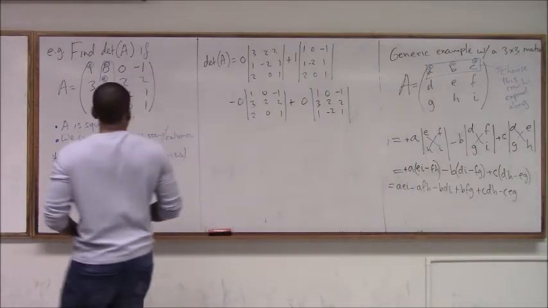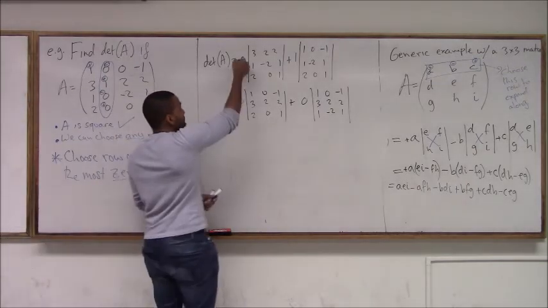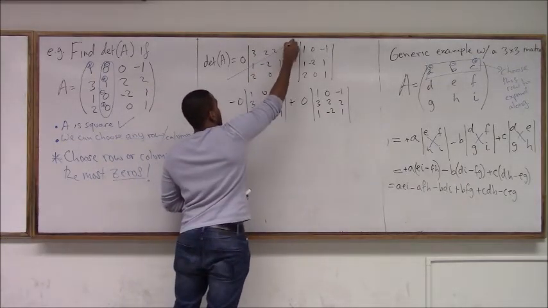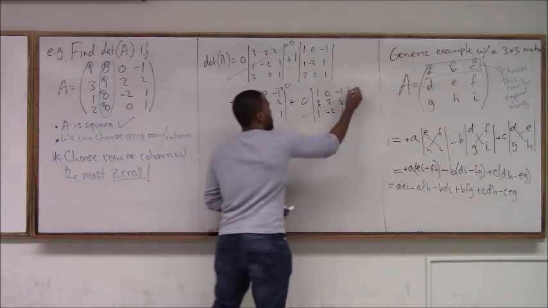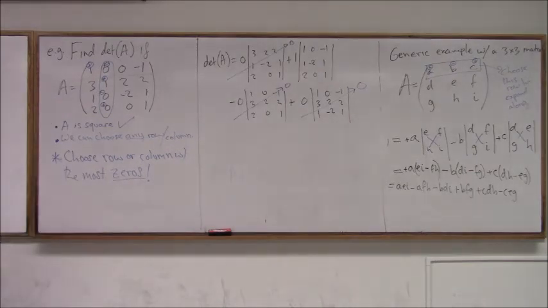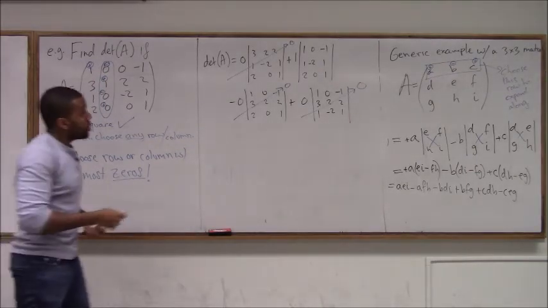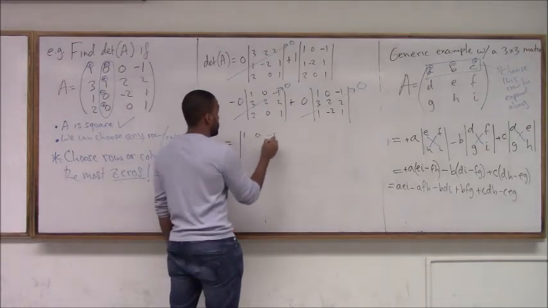So I broke this 4x4 down into 4 3x3 determinants. But of course, the nice thing is 0 times the determinant is going to be 0. 0 times the volume is 0. So really, I only have to compute 1 3x3 for this guy. Okay, so this guy is actually equal to just this.